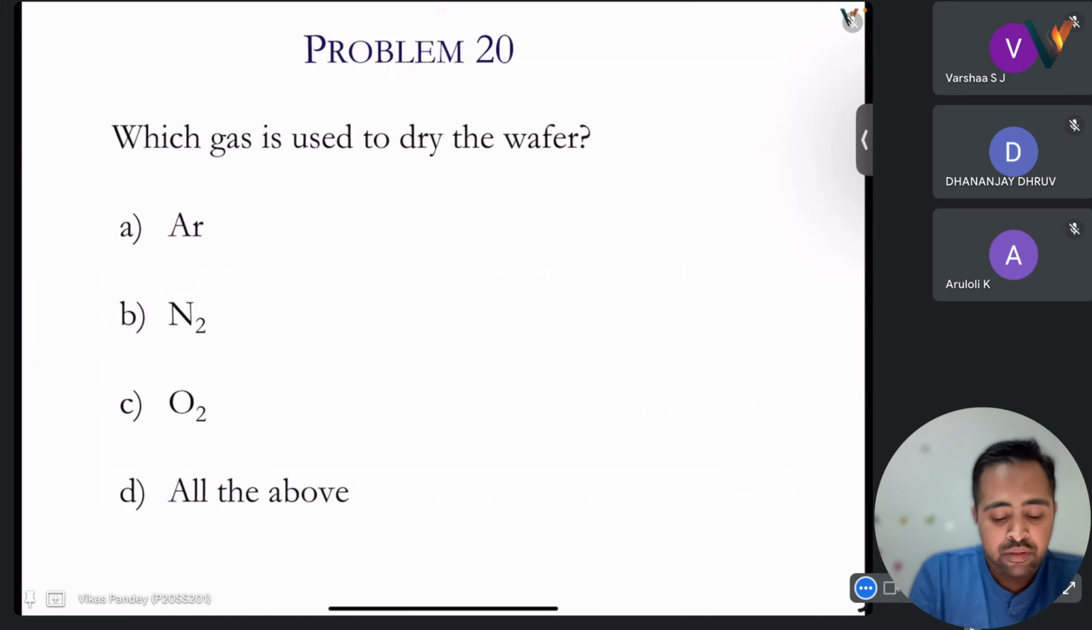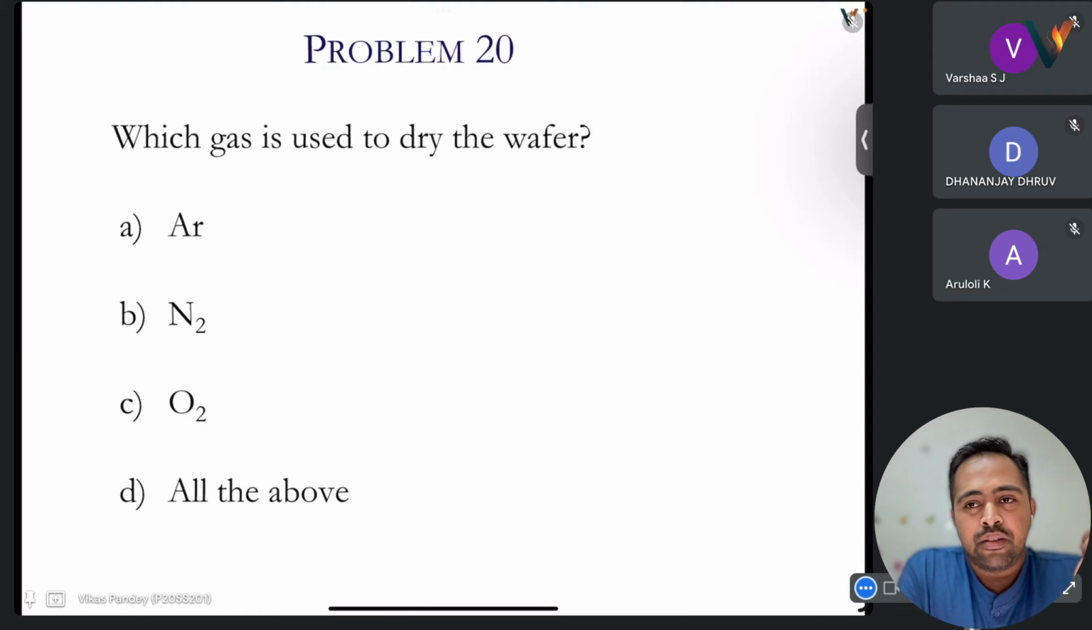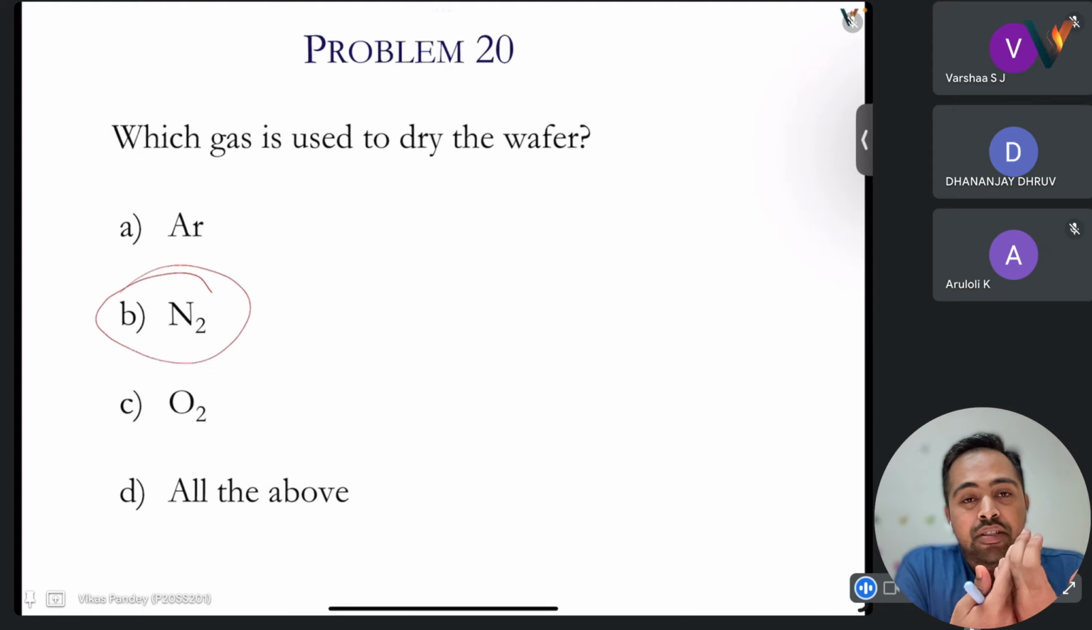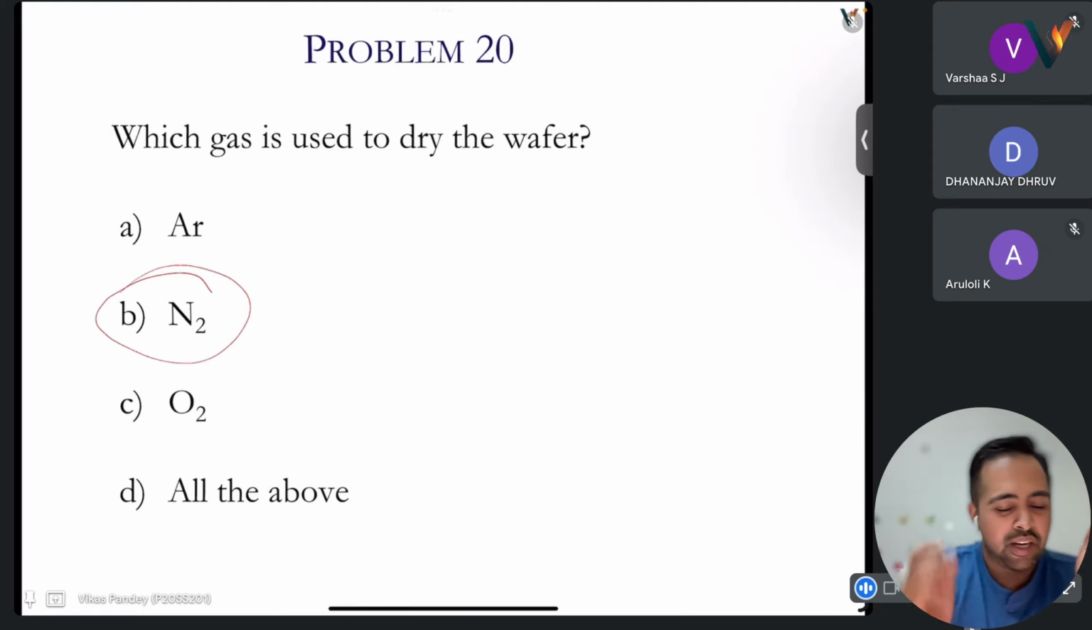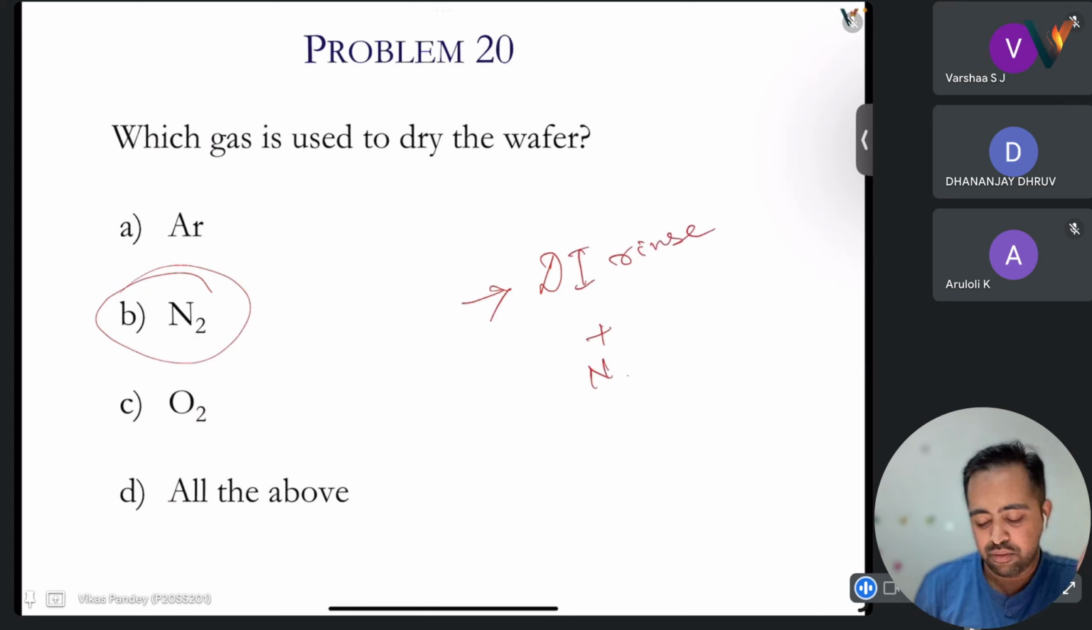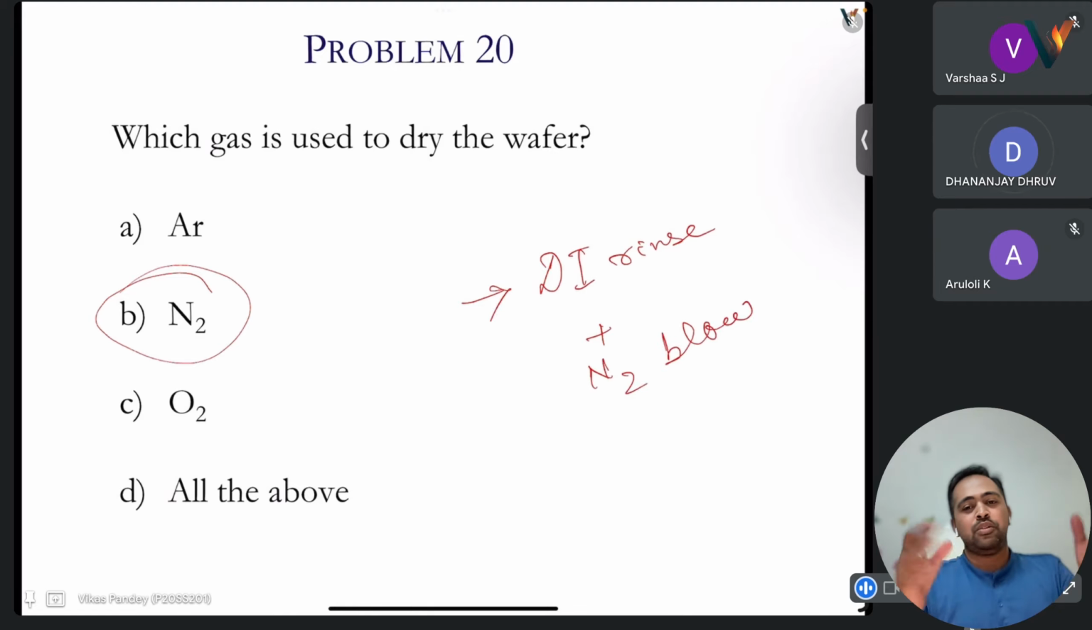so HMDS. Which gas is used to dry the wafer? You must have seen nitrogen. Yes, you must have seen that. In fact, in every step, by default, what we write is like rinse with DI water and then do the nitrogen blow, nitrogen flow. This is something that we generally write everywhere.